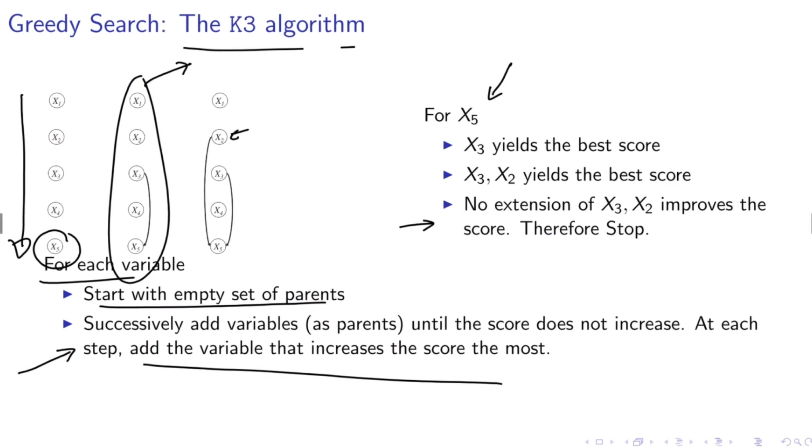Let's say my data is such that no extension of x3, x2 improves the score. So if I add, let's say, x1 as another parent, so x2 and x3 are already parents of x5, and if I add x1 as a parent of x5 as well, the score does not improve. Similarly, if I try to add x4 as a parent of x5, the score does not improve. Since this is a greedy algorithm, I'll stop. So now x2 and x3 are the only parents of x5. And I'll repeat these steps for all the other variables.